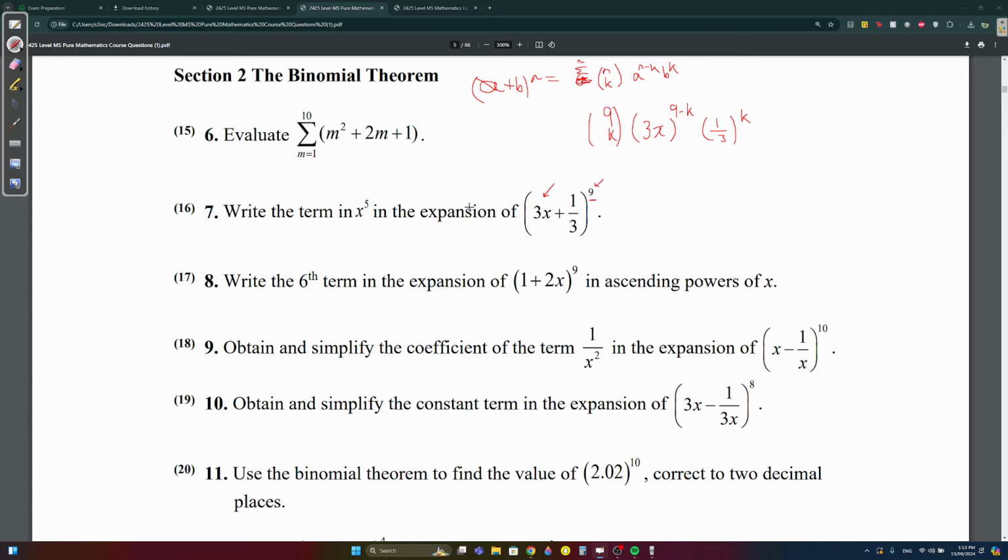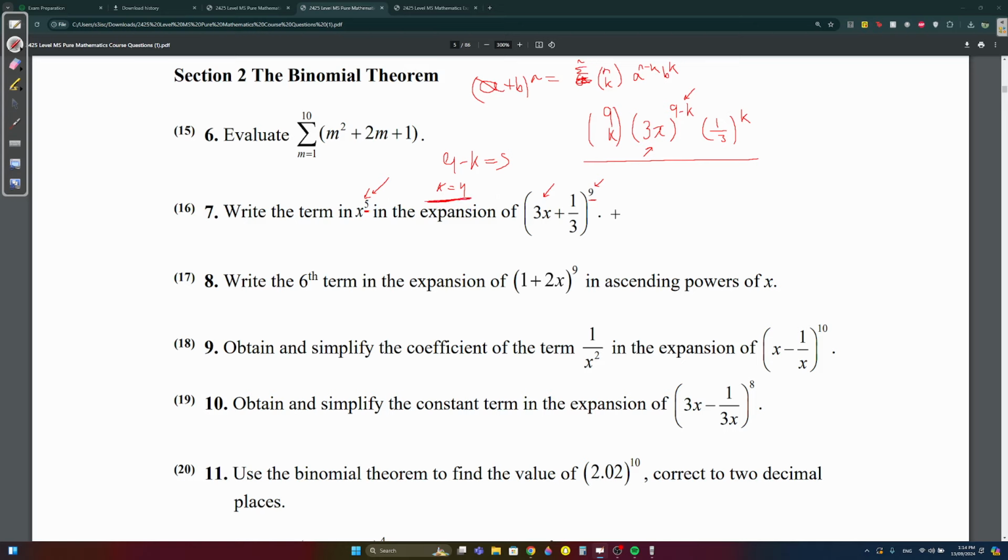Anyway, you write down your general term. This is always very beneficial. You can look at your general term and look at the question. Now, what do we want? x to the power of 5. Okay, where's my x here? What is the power of x? It's 9 minus k. So this 9 minus k should be equal to 5, right? So I'm going to get k equals 4. That's it.